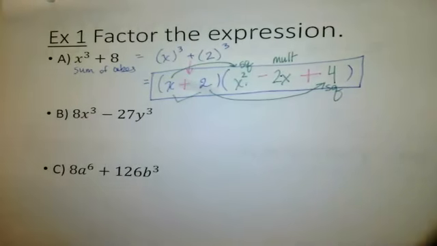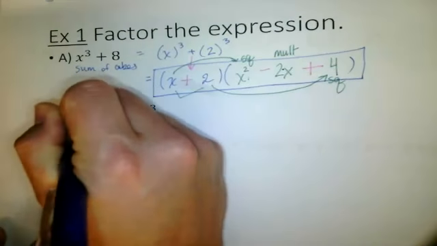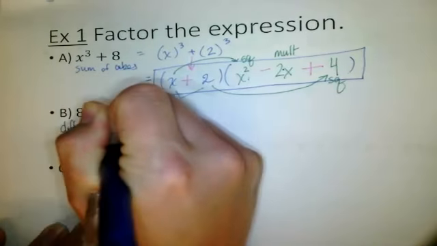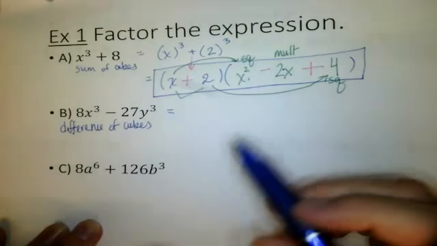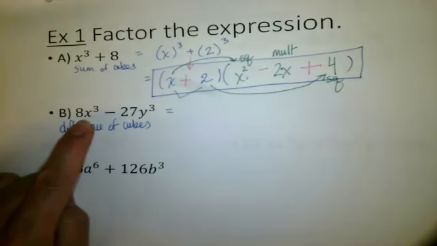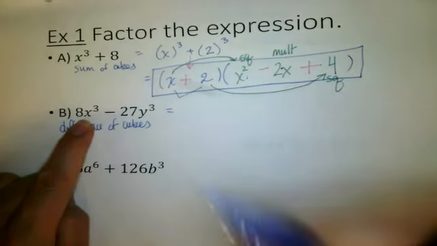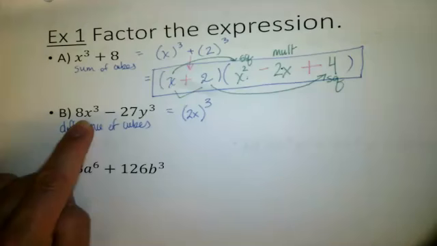We're going to try another one. We have 8x cubed minus 27y cubed. What's this called? Difference of cubes. Getting the hang of this now, yeah? Okay. So what is being cubed to get 8x cubed? 2x. 2x is being cubed. 2x times 2x times 2x is 8x cubed.